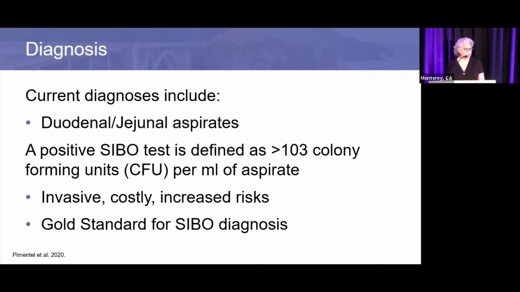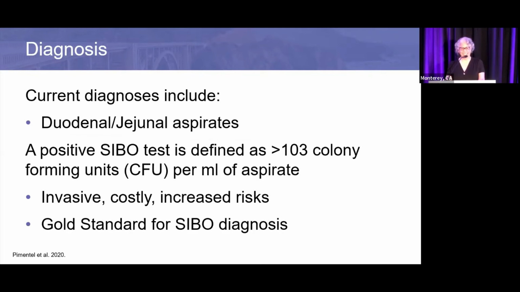So really, I should say diagnostics, current diagnoses. And this is a very funny thing. How do we diagnose SIBO? The gold standard is these duodenal jejunal aspirates, and a positive SIBO test is defined as greater than 10^3 colony forming units per ml of aspirate.